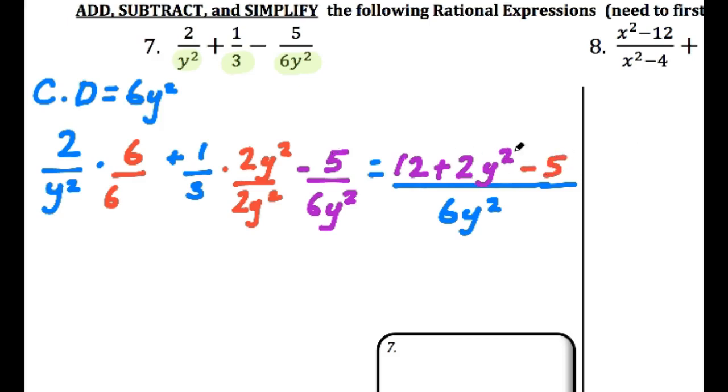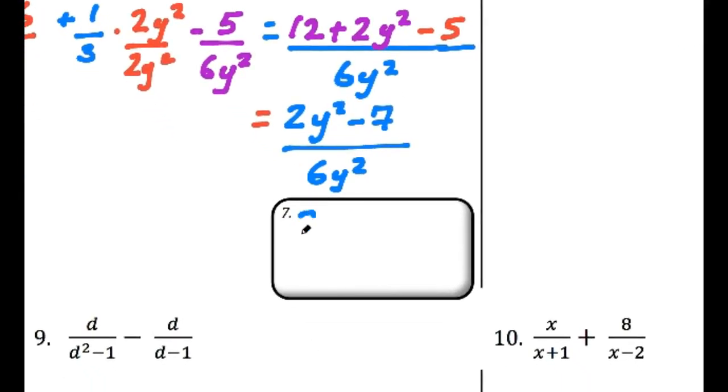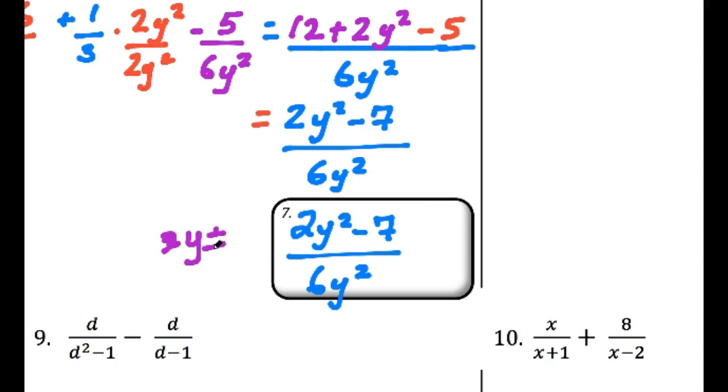Now you look at the numerator and combine like terms. When you combine like terms, you get 2y squared, and then 12 minus 5 is 7, and that's all divided by 6y squared. So that's what goes here for our answer: 2y squared minus 7, all divided by 6y squared. And if you go back to the original, we know that y cannot be 0. Let's look at our second example.